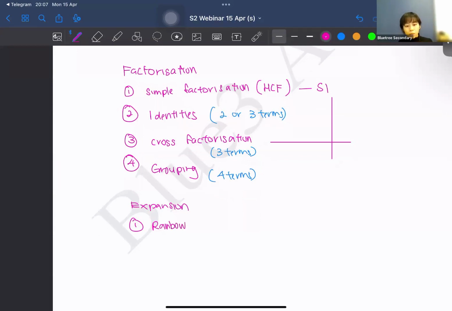This is what you learned in Sec 1. We also use the exact same method for Sec 2. And the second is using your identities.